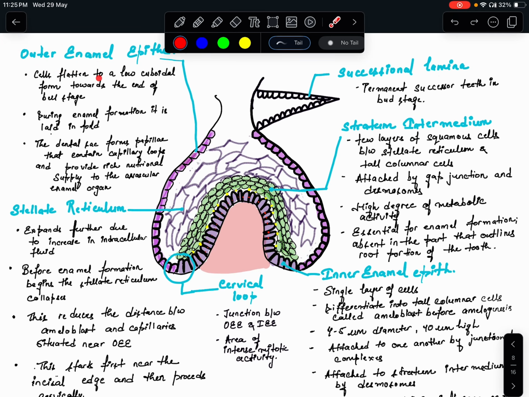In this stage they are flattened to a low cuboidal form. As I explained, it will be collapsing and they will come together. When the outer enamel epithelium and the inner enamel epithelium come closer, it will be in folds. So this won't be a smooth structure; there will be foldings in the outer enamel epithelium. And the dental sac forms papillae that contain capillary loops and provide rich nutrition supply to the avascular enamel organ.